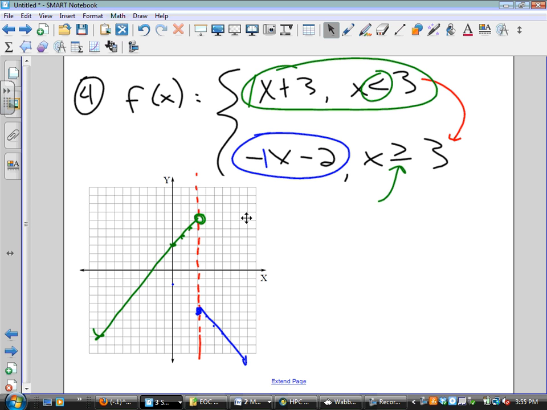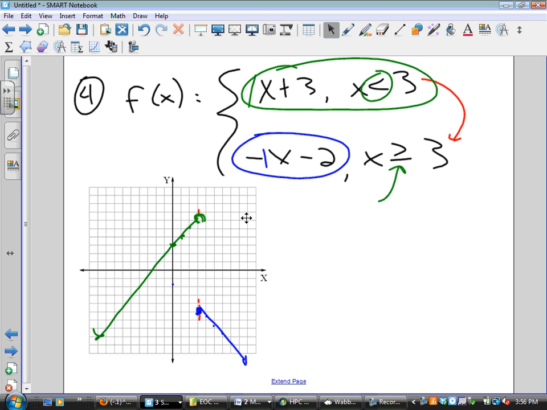You know how to graph lines. Basically, all you have to do is erase part of your graph. And in fact, this red part here is not actually part of the answer. That just helps us kind of separate the two pieces. Okay, so that is a piecewise function.